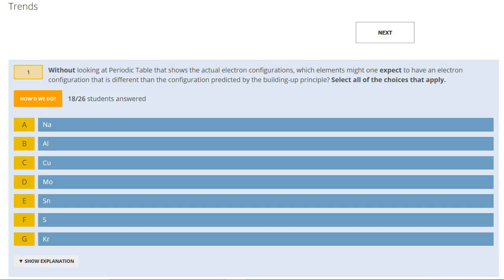And we're going to count down. All right, it's time to start, folks. Count down here, 5, 4, 3, 2, 1. Correct choices are copper and molybdenum.